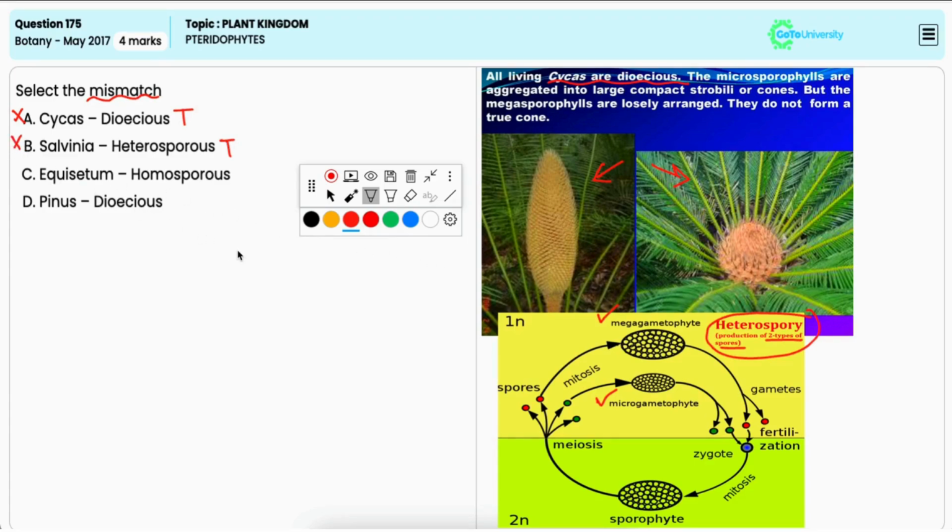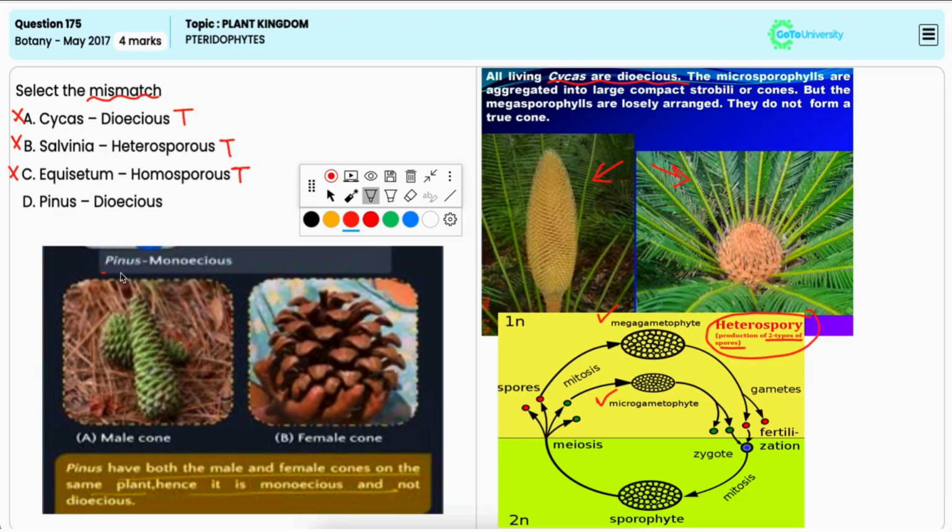Option C, Equisetum is to homosporous. This is also true because Equisetum, that is the horsetails, is homosporous. That is producing only one type of spore. Hence, it is incorrect option.